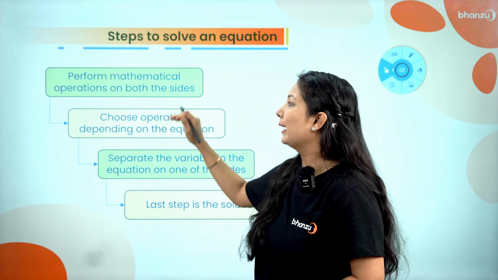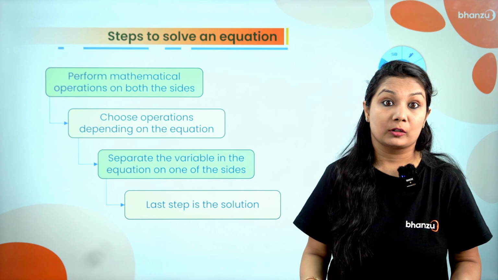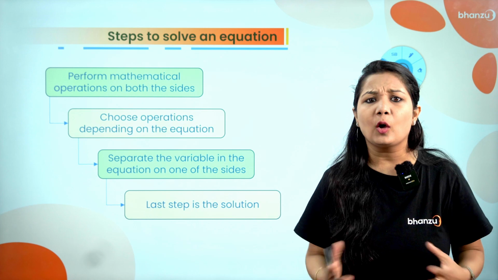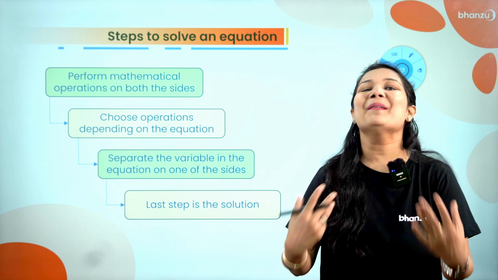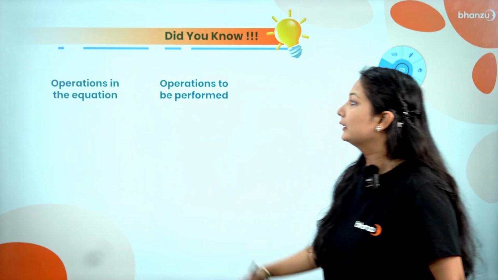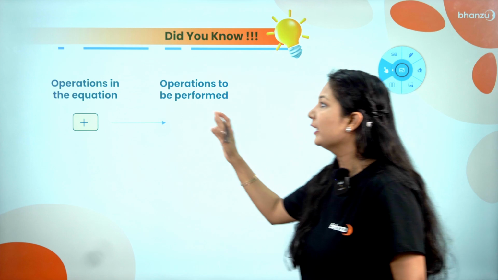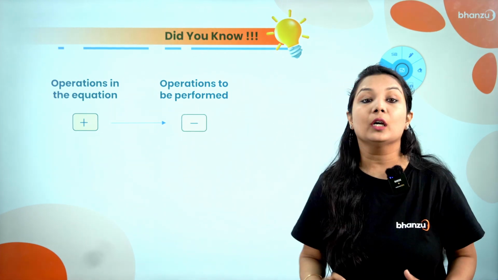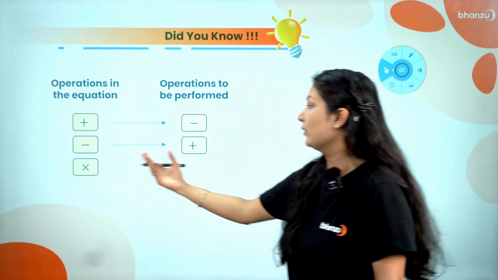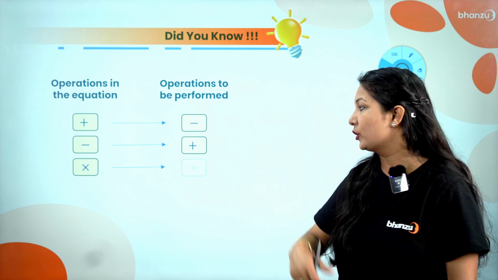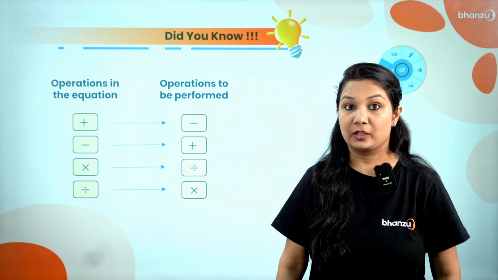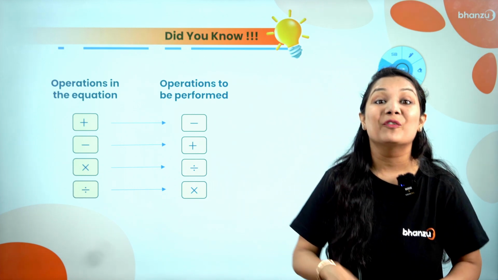So, these mathematical operations can be more than one also, like in our previous question, right? Sometimes it can be just one mathematical operation to be performed, sometimes it can be more than that. So, moving ahead, let's see what the inverse operations are. If in the equation it's plus, we are going to do the operation of minus. If it's minus, we will be doing plus. If it's multiplication, we will be doing division, and if it's division, we will be doing multiplication. So, we do its inverse operation.